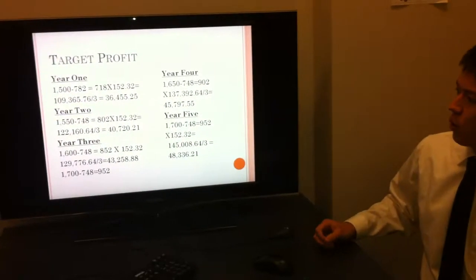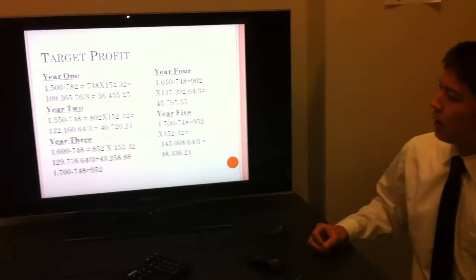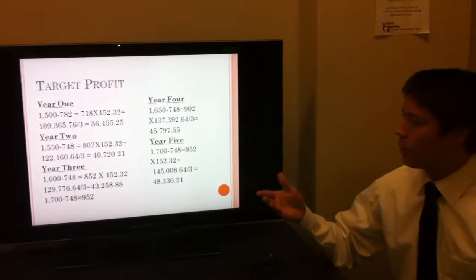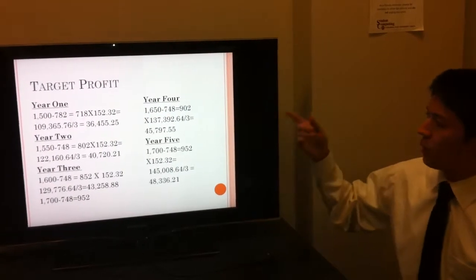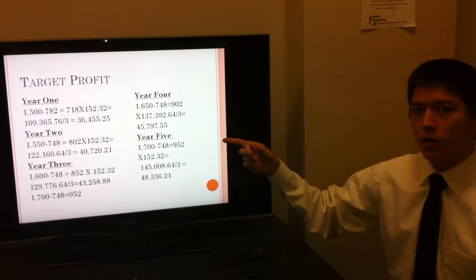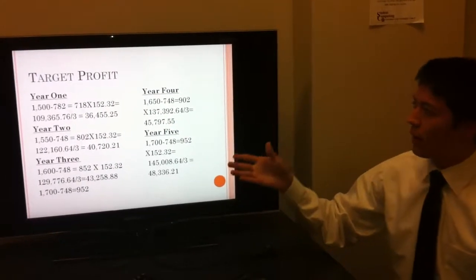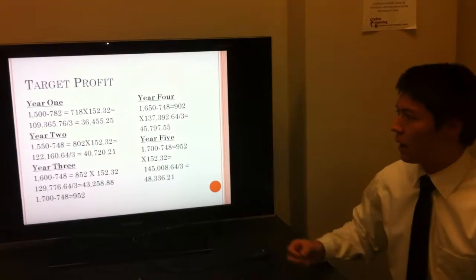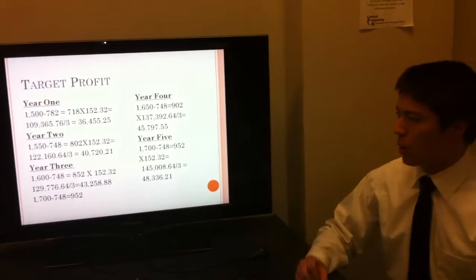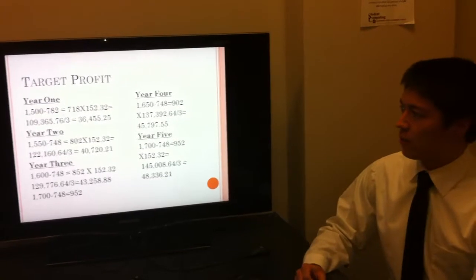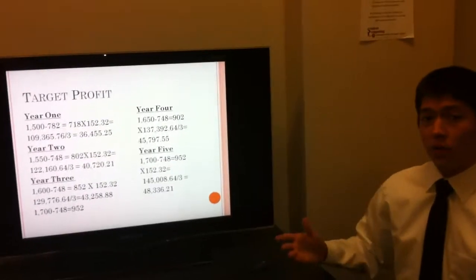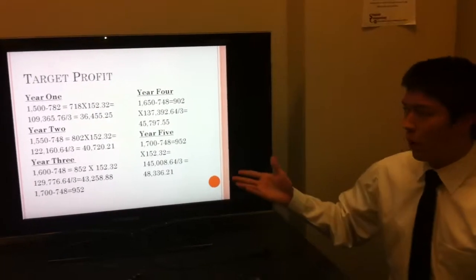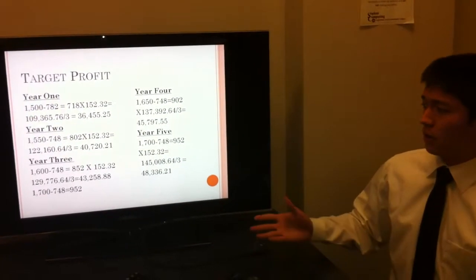Now, for our target profits, we took our units and we subtracted the units that we are going to be using to break even, and we multiplied that by our contribution margin, and we divided that number by 3 to give each of our partners what they would make. Therefore, for year one, we got 109,365.76 divided by 3, and we got $36,455.25.